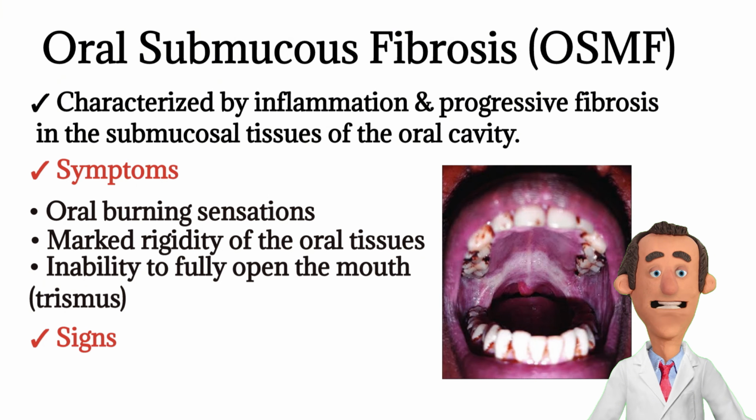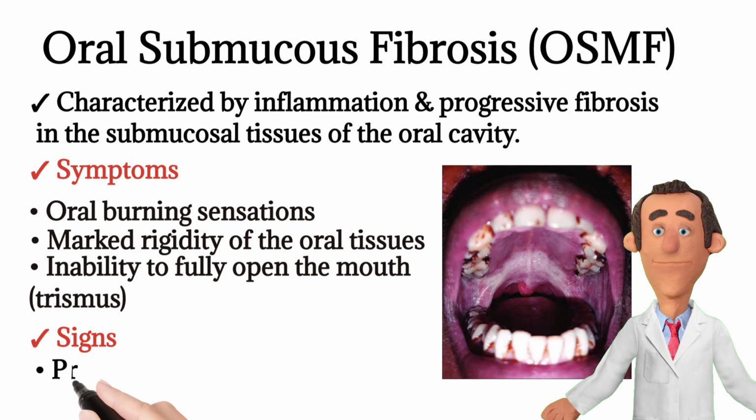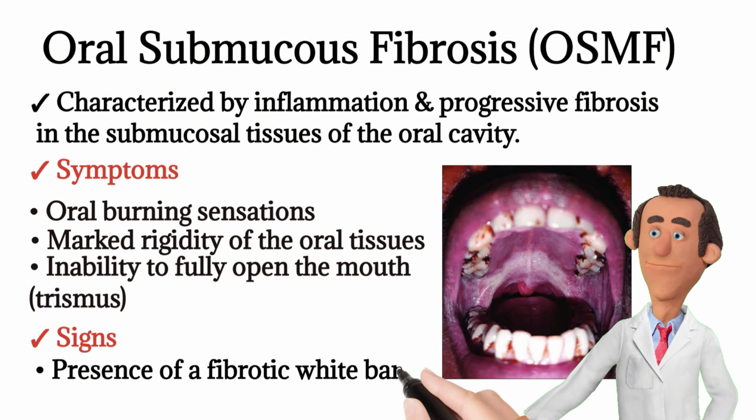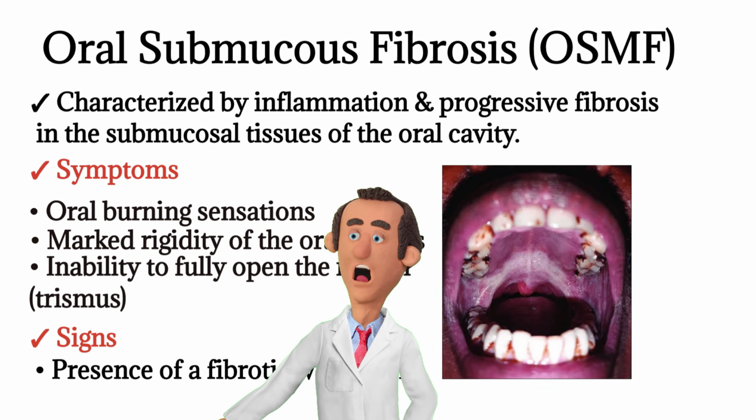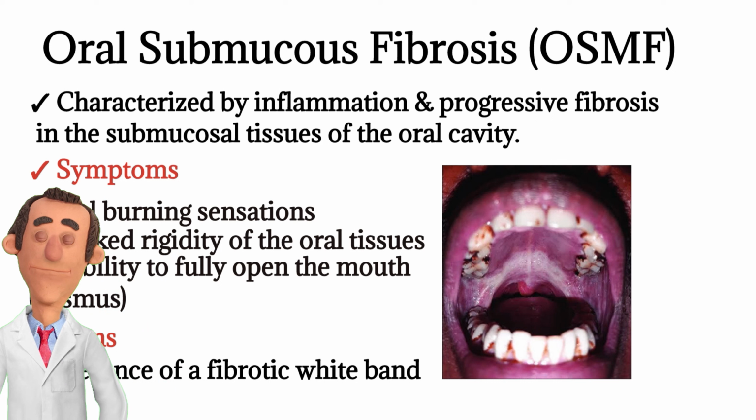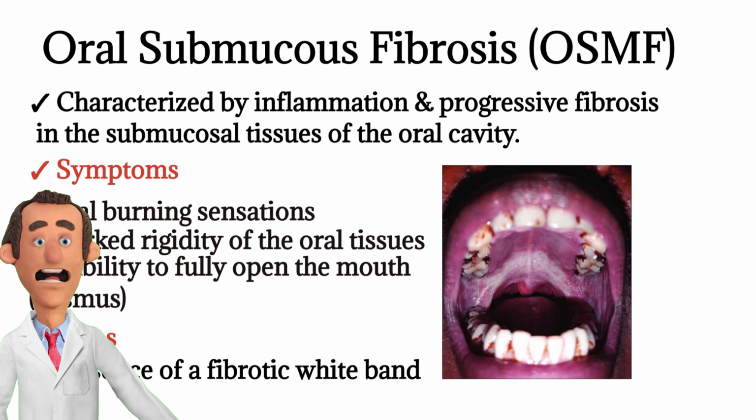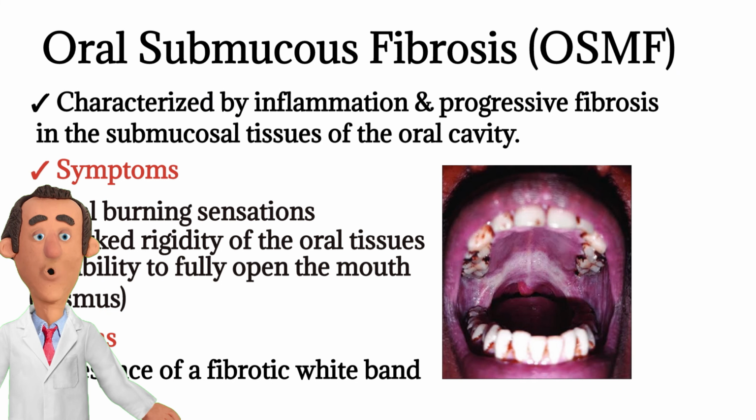One characteristic sign of oral submucous fibrosis is the presence of a fibrotic white band that can be observed extending from one pillar of the tonsil to the other. This band represents the fibrotic changes occurring in the affected tissues.